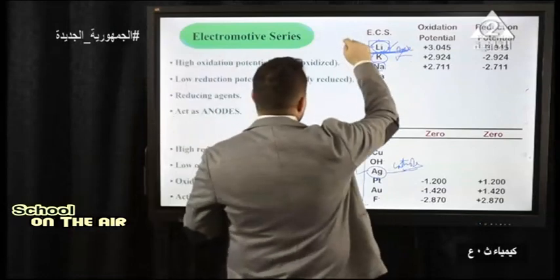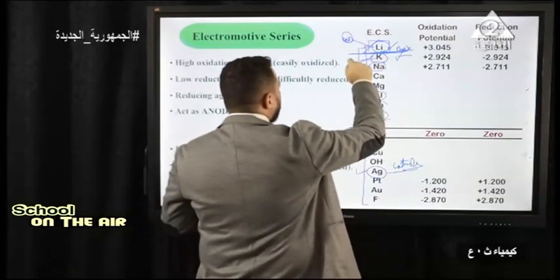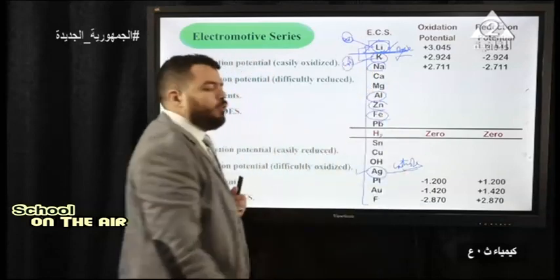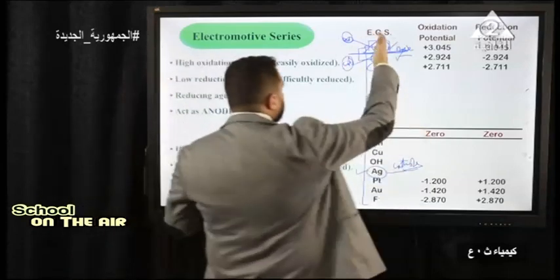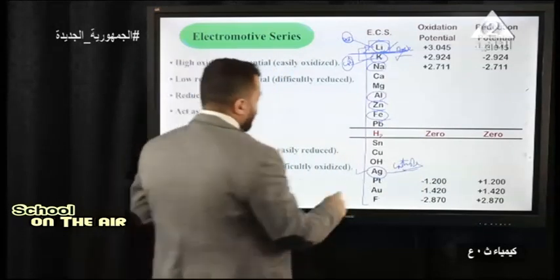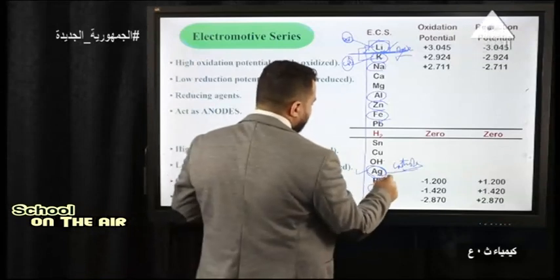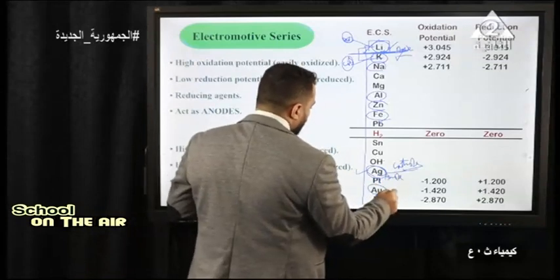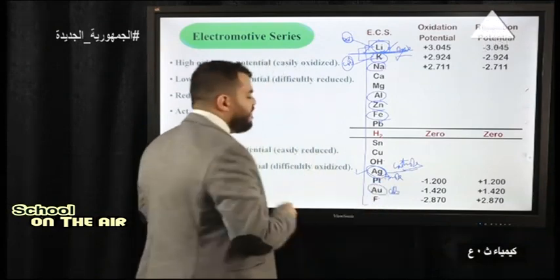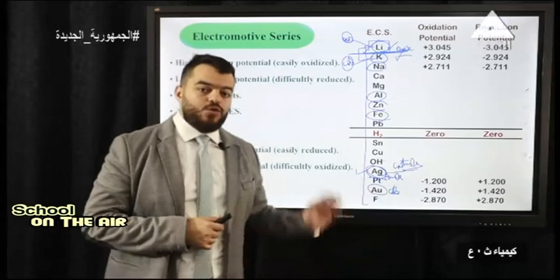Lithium will be the anode with the higher oxidation potential, and potassium will be the cathode with the lower oxidation potential. So lithium will be oxidized and potassium will be reduced. Also, when you have to choose silver and gold, the silver will be the anode and the gold will be the cathode, because silver lies above the gold in the electrochemical series.